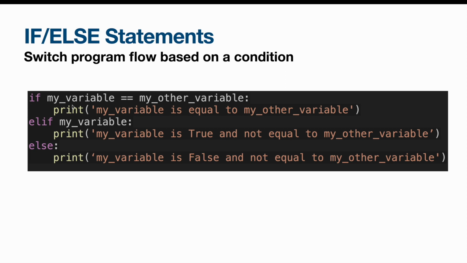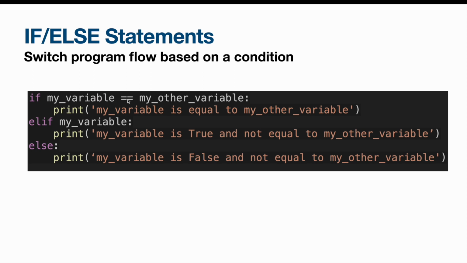So we have two variables here, my variable and my other variable. So our first condition says, if my variable equals my other variable, meaning the values are the same. So you notice when we assigned variables on the previous slide, we used a single equals, that's assignment. When we're comparing two things, we're going to use double equals.